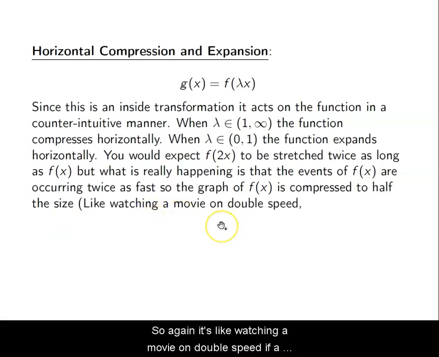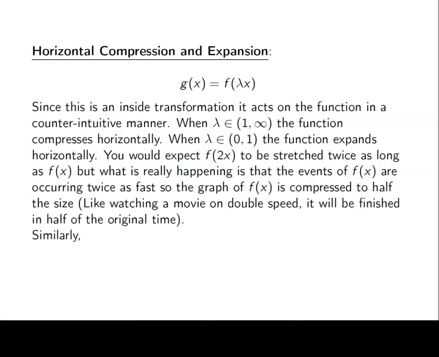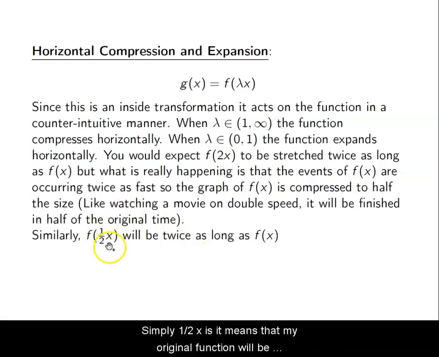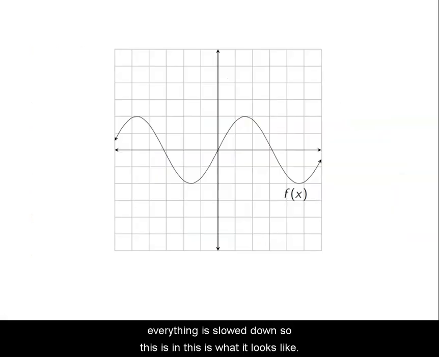So again, it's like watching a movie on double speed. If a movie takes an hour to watch and I watch it on double speed, the time is compressed to half an hour, right? So everything happens at twice the speed. My function is compressed to be smaller. Similarly, 1/2x means that my original function will be twice as long as the original. It's like watching something on half speed. It takes twice as long to watch it, right? Everything is slowed down, okay?